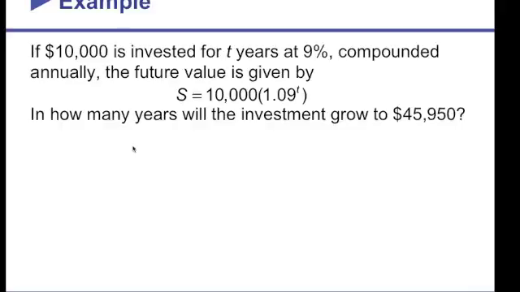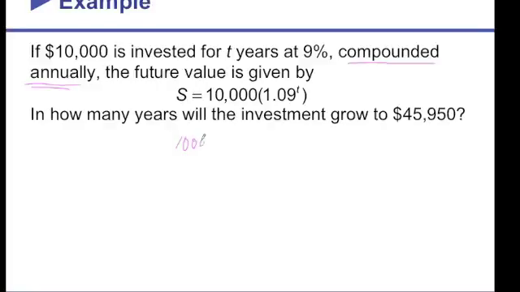We have $10,000 invested for t years at 9% compounded annually. The future value is given by S equals 10,000 times 1.09 to the t. Now notice this is compounded annually. That's different than the compounded continuously equation. In how many years will an investment grow to $45,950?